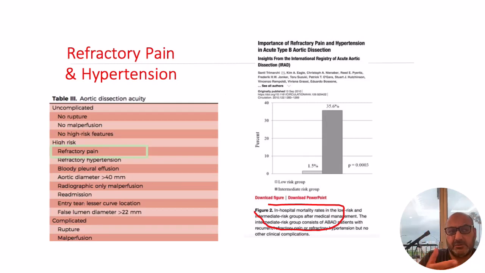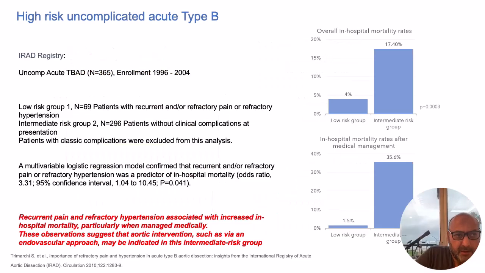And going back to that classification, this can actually be documented in the classification, so we'll have coherent documentation about the patient's condition. High risk uncomplicated acute type B dissection, again we talked about that. This is a study from IRAD. IRAD is the International Registry of Aortic Dissection. A lot of hospitals in the United States and worldwide report to them, and that data is open.